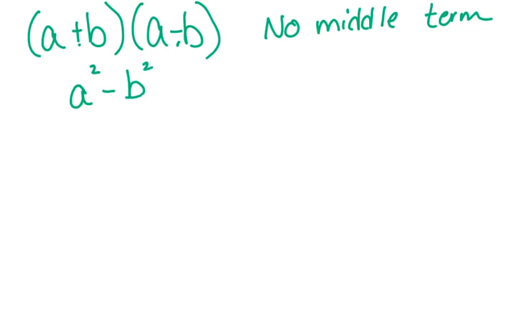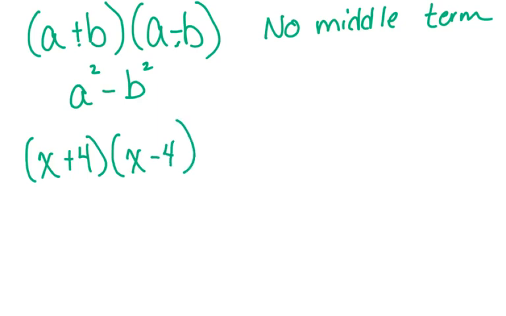And the reason why this one is minus is because you have a positive times a negative. Positive times a negative always gives us a negative. So if I did the example like x plus 4 times x minus 4, you just have your first term squared minus that last term squared, which gives us x squared minus 16.